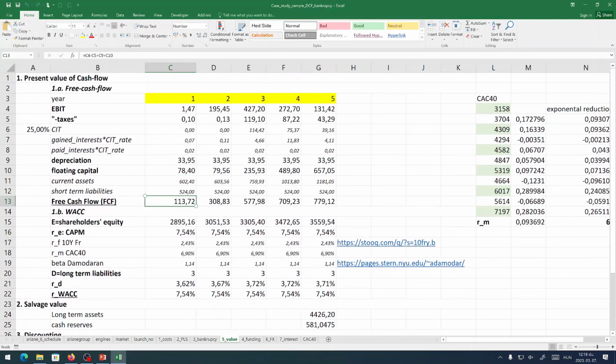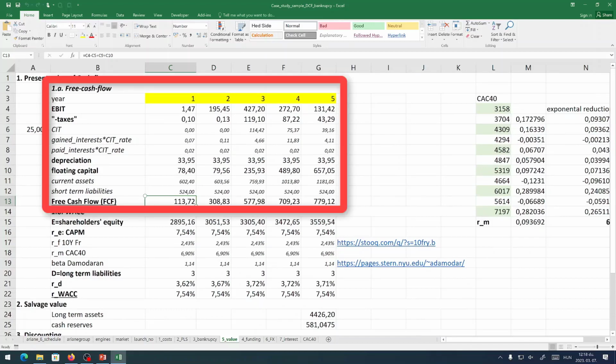So in the case of the free cash flow, we have to take EBIT minus taxes plus depreciation plus the floating capital, and after that we can have the free cash flow for each year. And now we can see how the profitability of the company increases, and also how the cash reserve of the company increases, because in the current assets it's counted. So it's not just annual cash generation, but also cash reserve is accepted in this kind of equation.